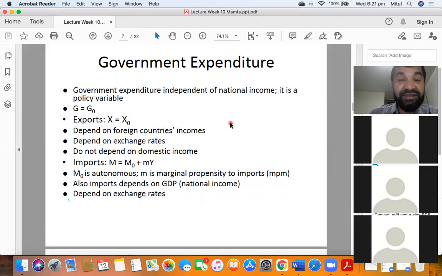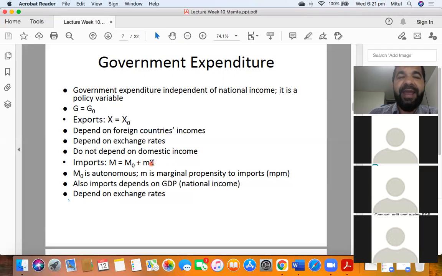Next is our import. Import is this one here. Minimum import we're going to make is autonomous import. Why will every country have autonomous import? We will have autonomous import because no country in the world is self-dependent. They have to be dependent on other countries for some purpose, for some reasons. Australia, for example, depends on consumer goods from China. China exports a lot of consumer goods to Australia, and Australia is importing those goods.